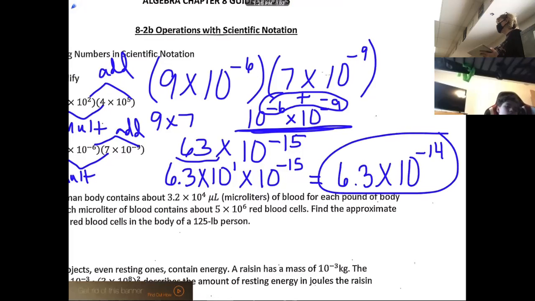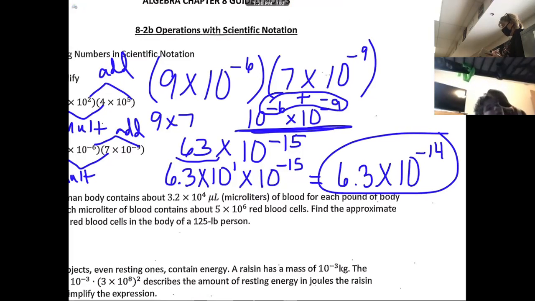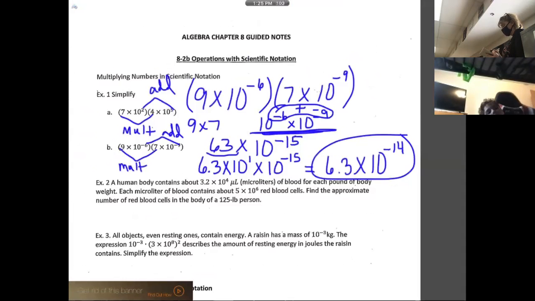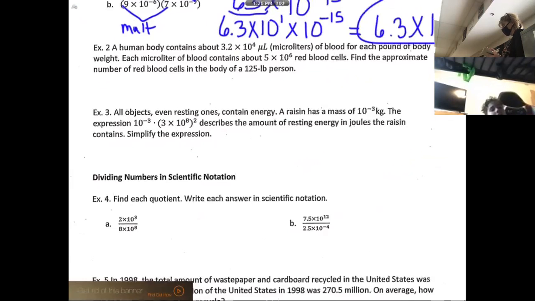All right, you guys, that's how we multiply numbers in scientific notation form. You multiply the whole numbers, you add your exponents, and then you might have to tweak it after you get done doing that. All right, let's see the word problems, because word problems are so much fun.